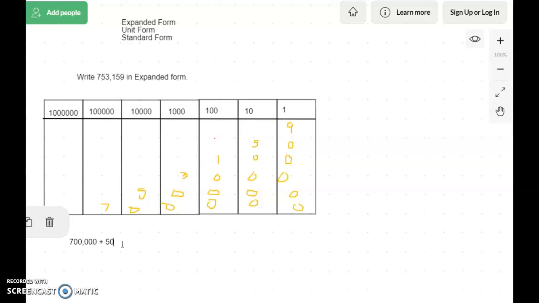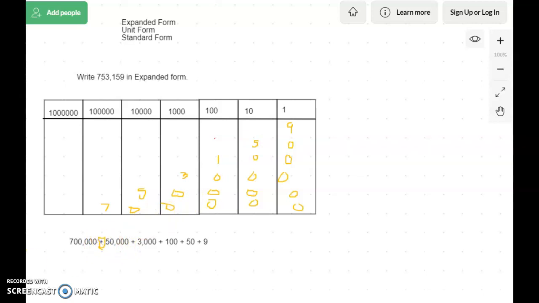I'm going to add 50,000. Then I can add 3,000. Next I have 100, and then 50, and then 9. That's basically it for standard form. So when you think about these problems, use a place value chart. Don't forget your addition sign. Don't forget your plus sign.